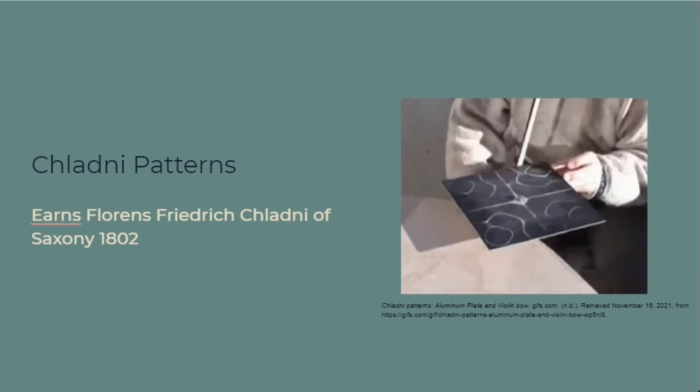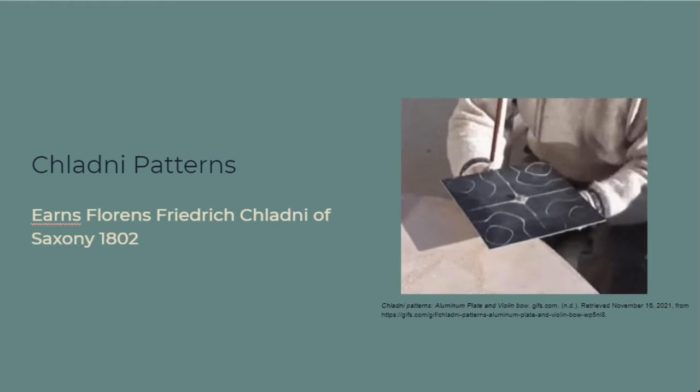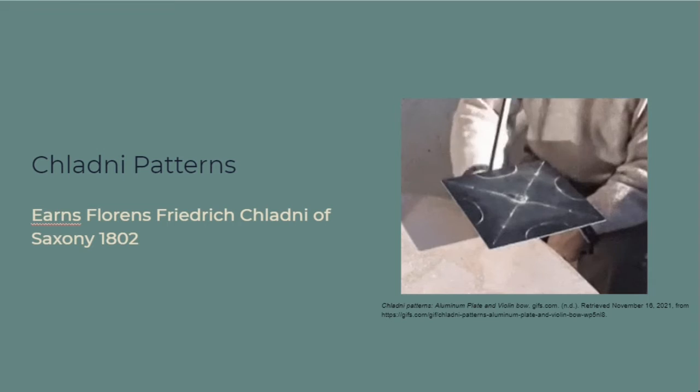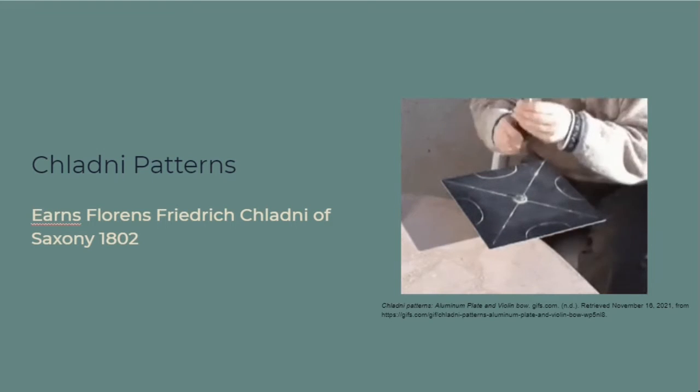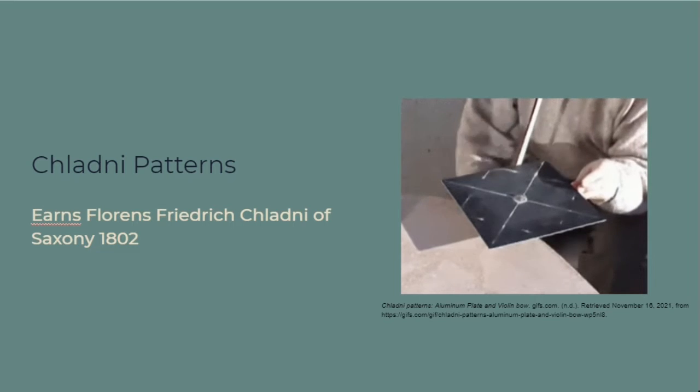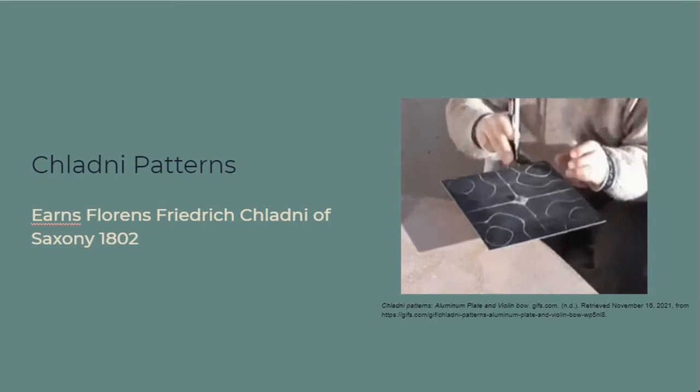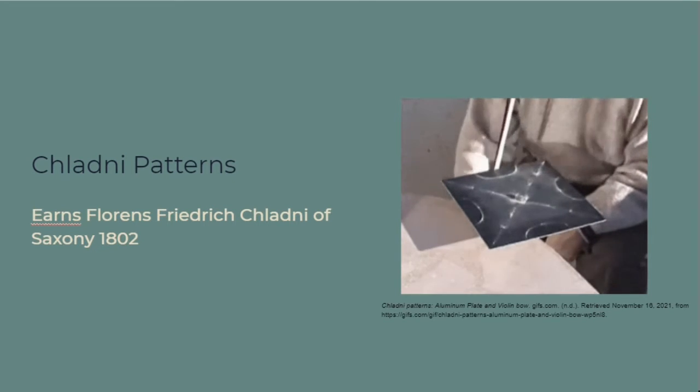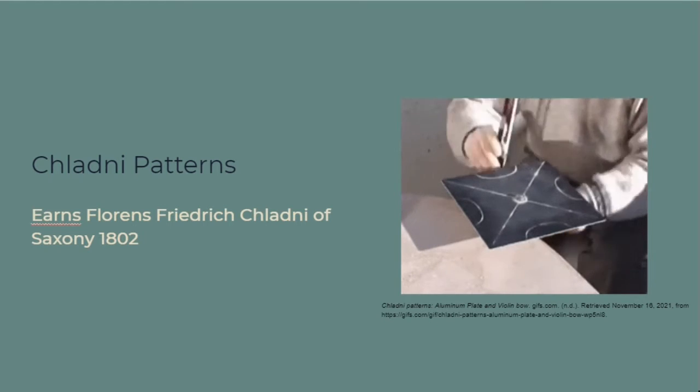Ernst Florenz Friedrich Chladni of Saxony published a work in 1802 demonstrating patterns that form on a vibrating plate with sand. He stroked the edge of a plate covered in sand with a violin bow to vibrate the plate. This then created patterns, which we now call Chladni patterns.